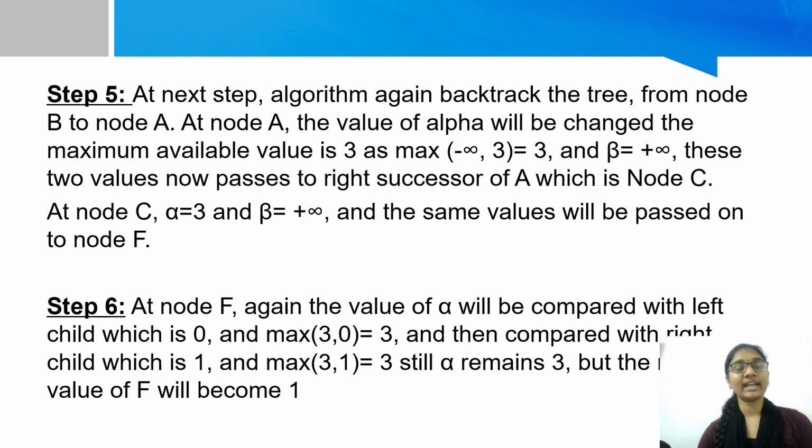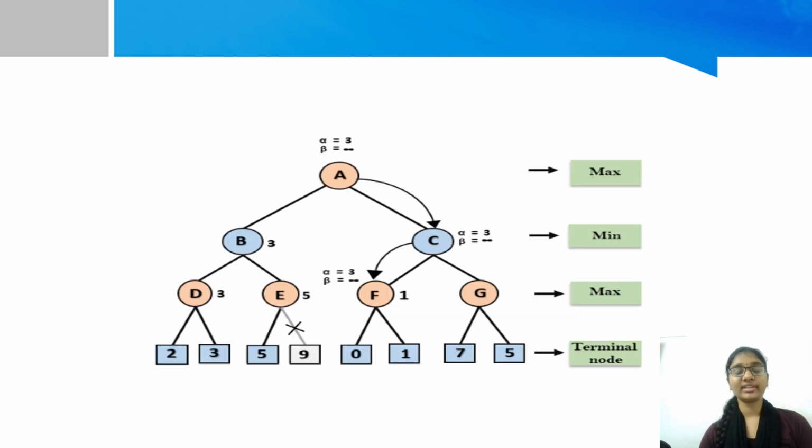In step 6 at node F, again the value of alpha will be compared with the left child, which is 0, and max of 3 comma 0 is equal to 3, and then compared with the right child, which is 1, and max of 3 comma 1 is equal to 3. Still alpha remains 3, but the node value of F will become 1. Here the picture shows steps 4, 5 and 6.